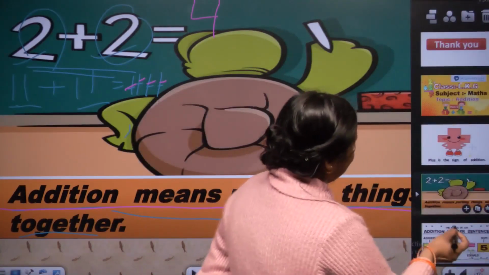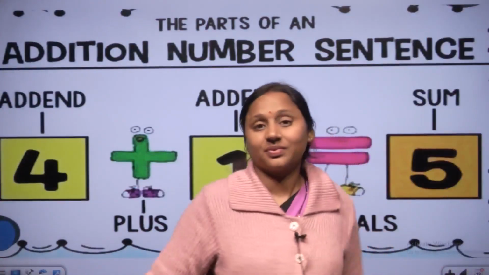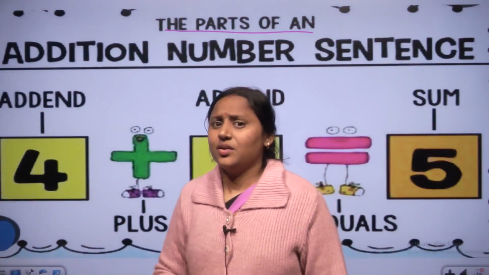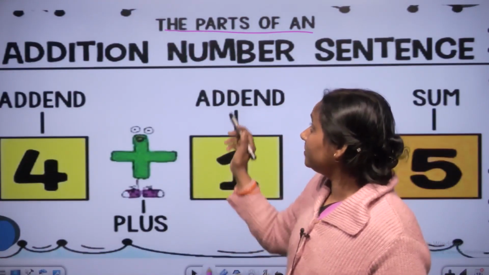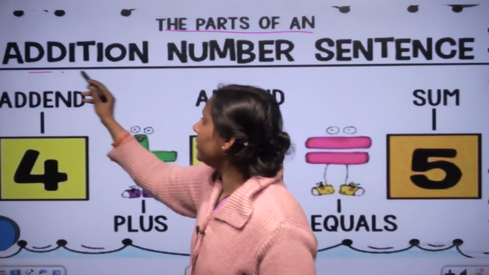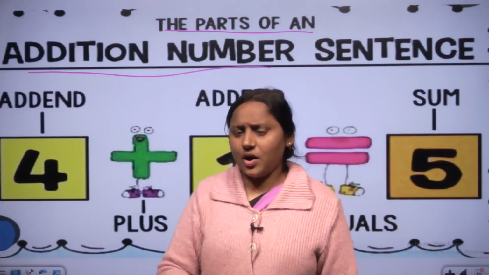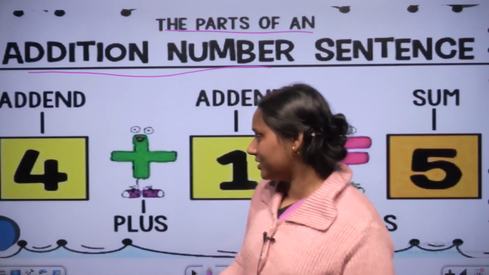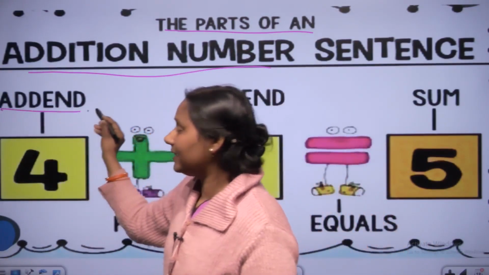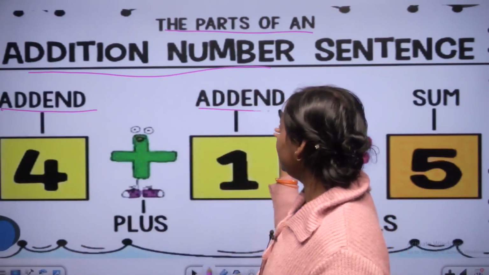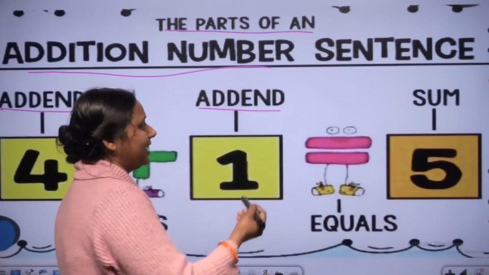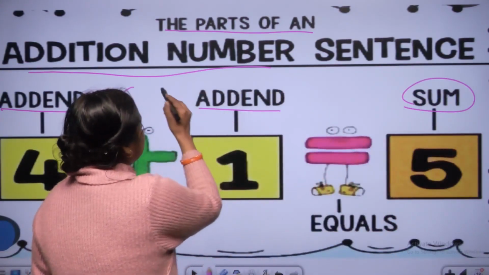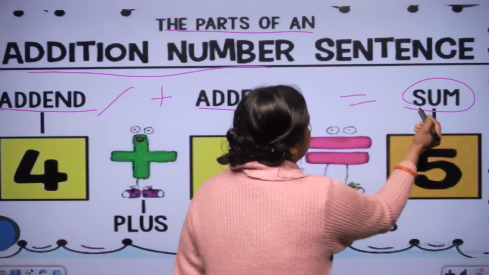Then the parts of an addition number. Hum addition numbers ke parts abhi padhenge. The parts of an addition number. Do you know? How many parts in addition? Yes, there are 3 parts in addition. First, what we call addend. Okay, then second, also addend. And this one is sum. Addend plus addend is equal to sum.